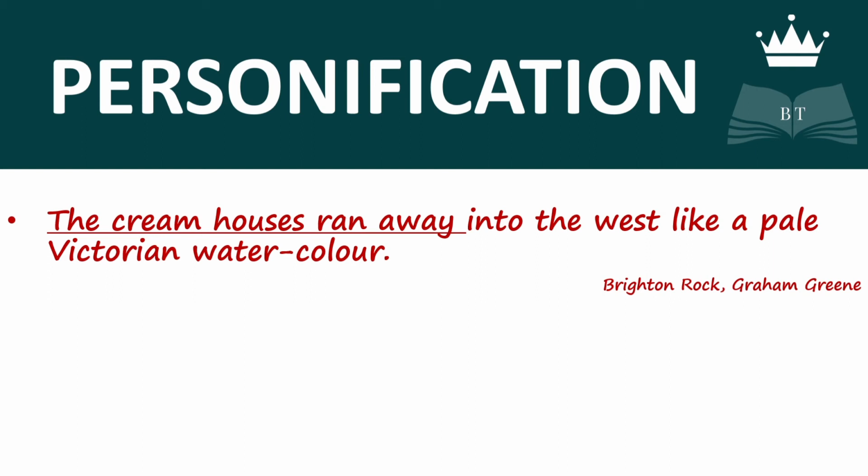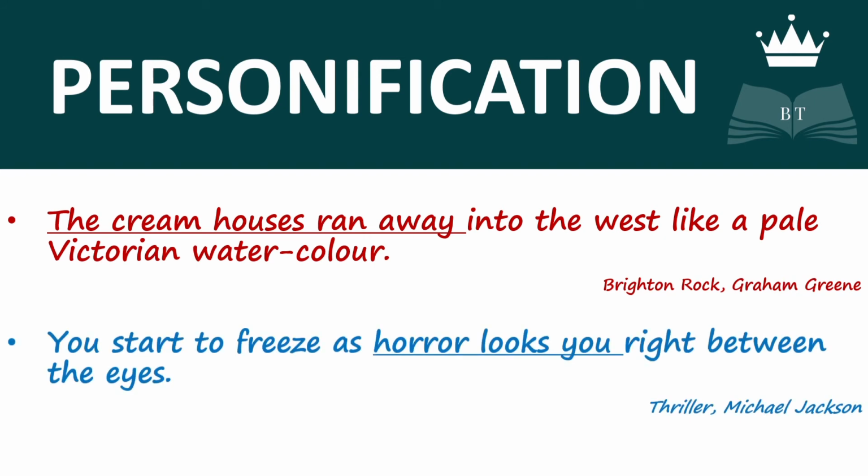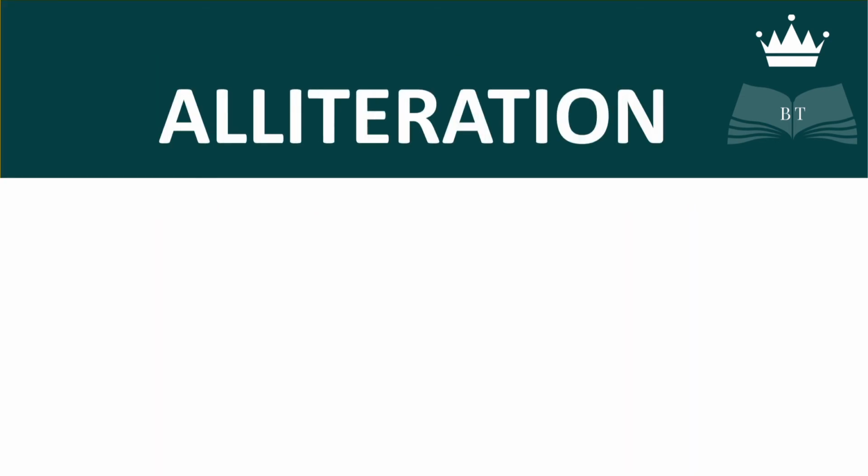Running away is an action that only humans and animals can do, so the cream houses in this example have been given human features. Another example of personification is you start to freeze as Aura looks you right between the eyes. The action of looking is something that we do. Aura cannot look at you, it is the other way around, but it has been personified here, it has been given authority.